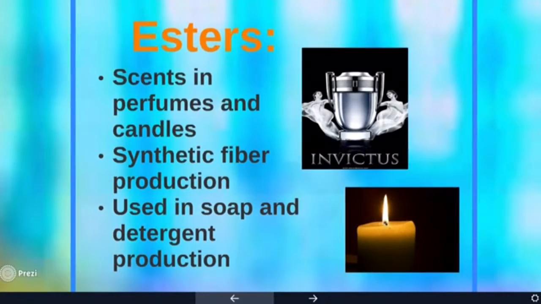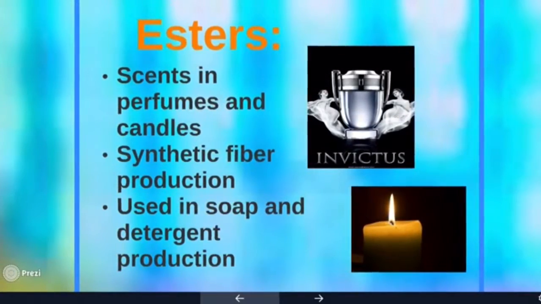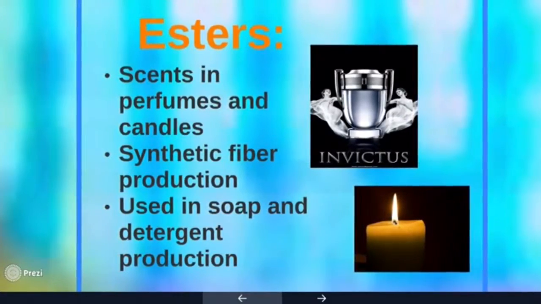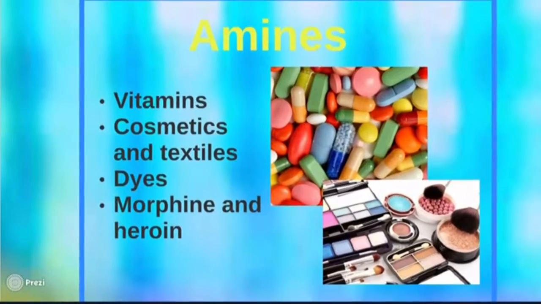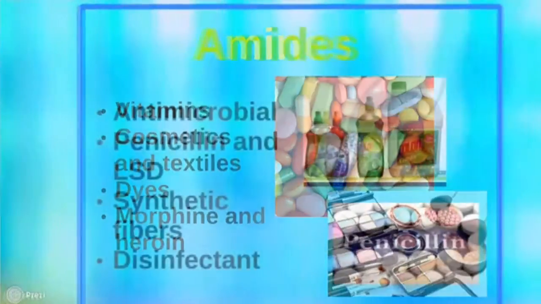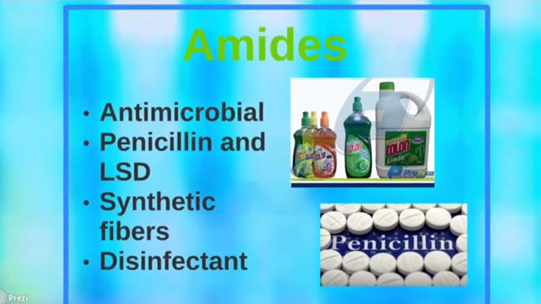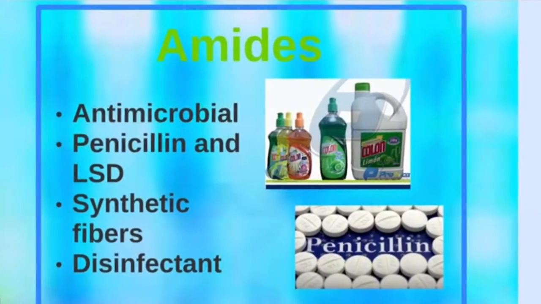Esters are used in scents, in perfumes and candles, synthetic fiber production, and in soap and detergent production. Amines are used in vitamins, cosmetics and textiles, dyes, and morphine and heroin. Amides are used in the production of antimicrobials, penicillin and LSD, synthetic fibers, and disinfectants.